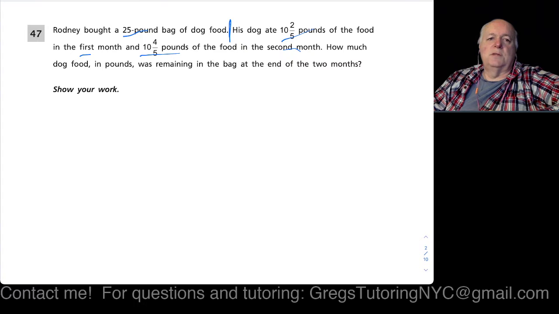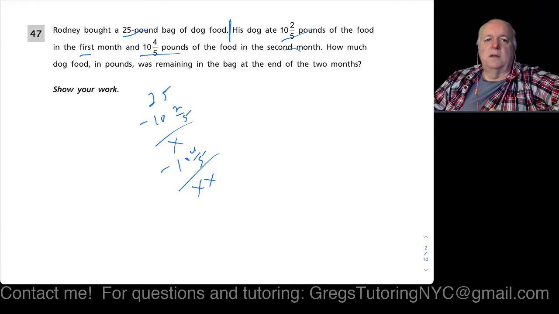There's a couple of ways to do this. We can do 25 minus 10 2/5. Whatever that is equal to, let's say it's x, and let's subtract from that 10 4/5. Then finally we get the answer here.